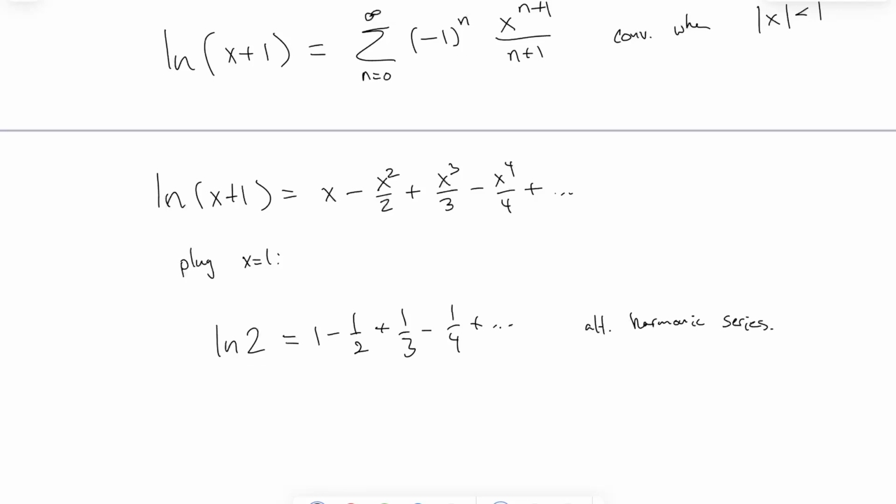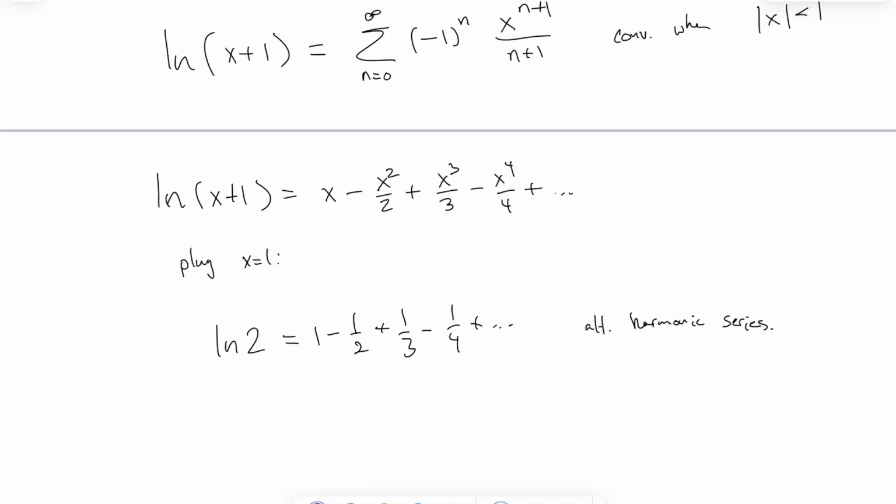We can show, it's easy to show using the alternating series test that it converges. What it actually converges to is not obvious, but this is how you would figure out what it converges to. It converges to the natural log of 2. All right. Anyway, this is an important formula.